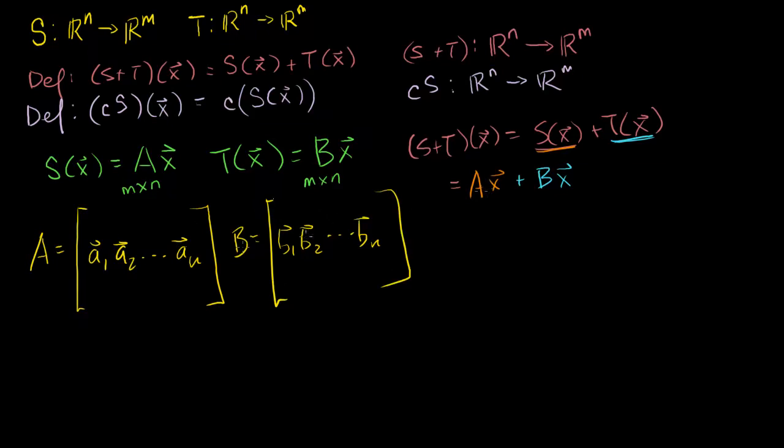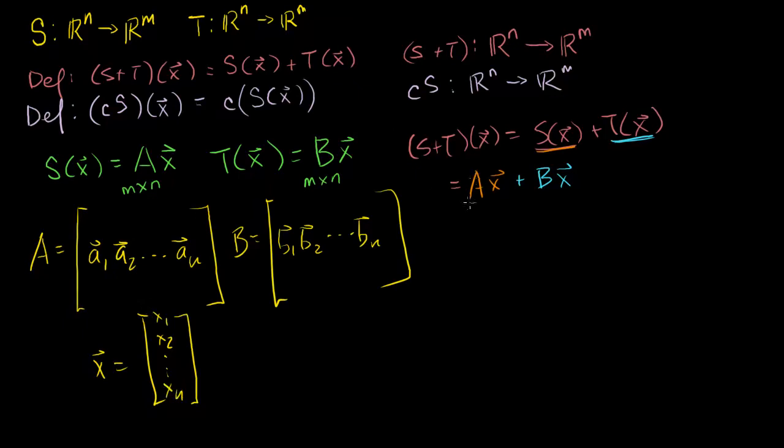So when you multiply this, let me make it very clear. If I multiply an x, the vector x is going to look like this: x1, x2, all the way down to xn. And we've shown this multiple times. It's a very handy way of thinking about matrix vector products.